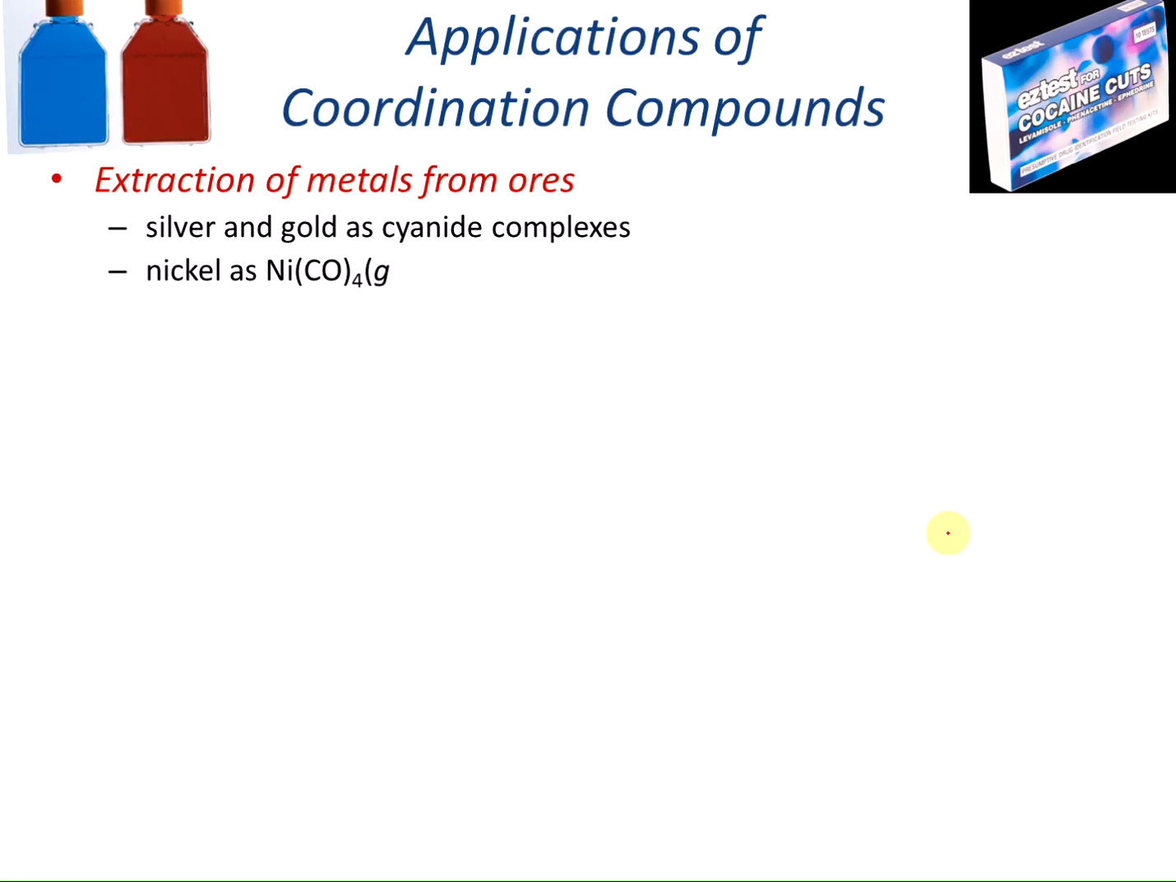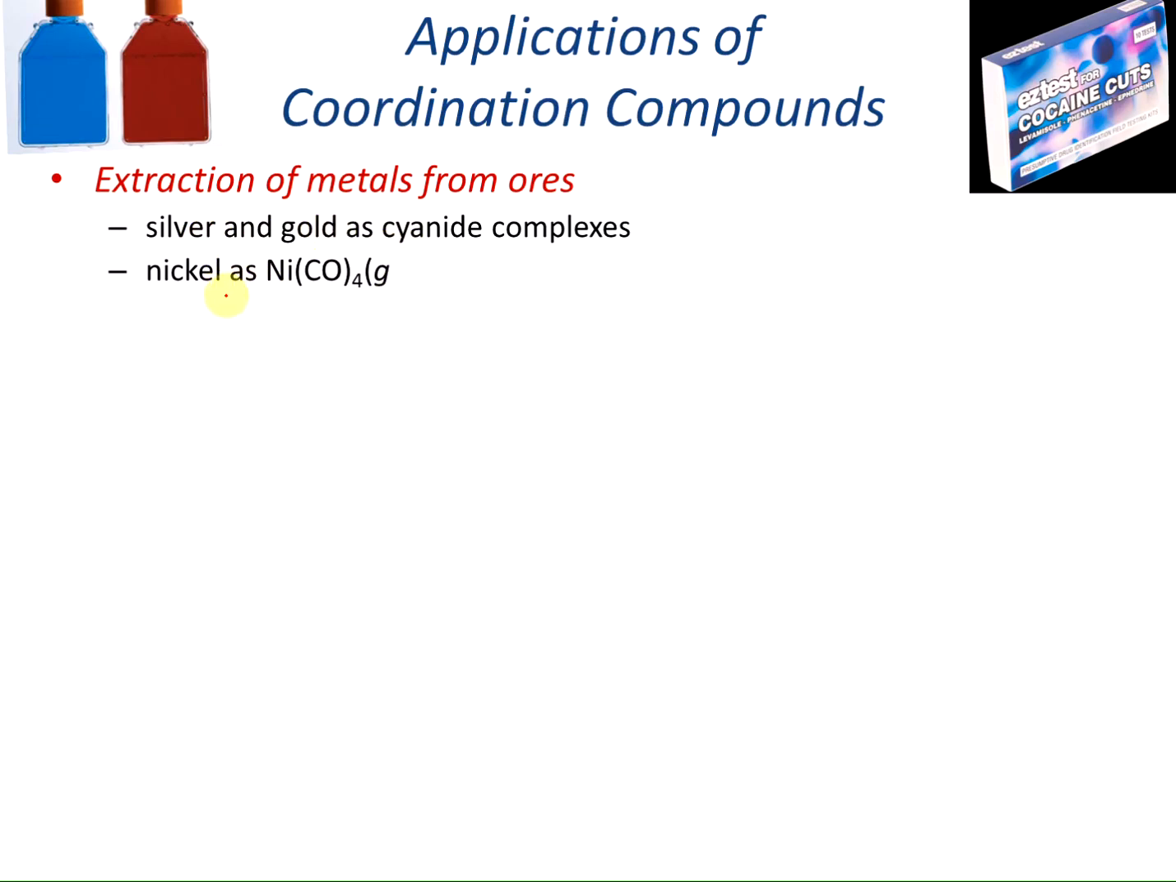Now here's just some application of coordination compounds. For example, you can use coordination chemistry to extract metals from ores. So silver and gold are removed from minerals as cyanide complexes, and then you can reduce them back to the elemental forms for silver and gold.